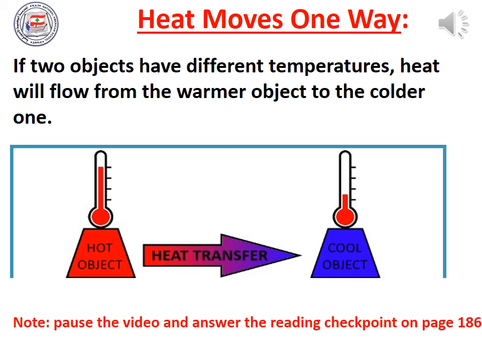Heat moves one way. If two objects have different temperatures, heat will flow from the warmer object to the colder one. So heat always moves from the warmer object to the colder one, as you can see in the figure in front of you. We have a hot object and a cool object. So heat is transferred from the hot one with the higher temperature to the cool one with the lower temperature.